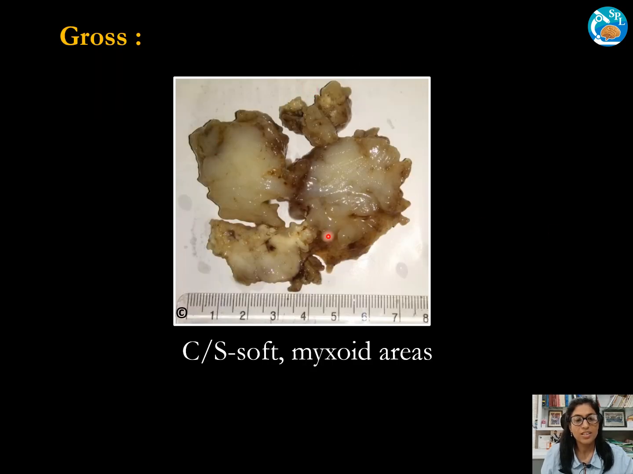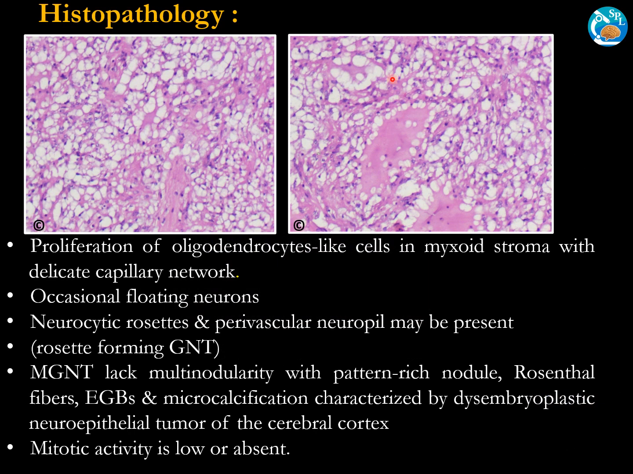So we received this in the lab, and you can see it is a lobulated lesion, and cut section shows typical soft myxoid areas. So coming to histopathology, this is a tumor showing proliferation of oligodendrocyte-like cells embedded in the myxoid stroma. There is a very delicate capillary network. We can see occasional floating neurons. Neurocytic rosettes or perivascular neuropil may be present in some cases.